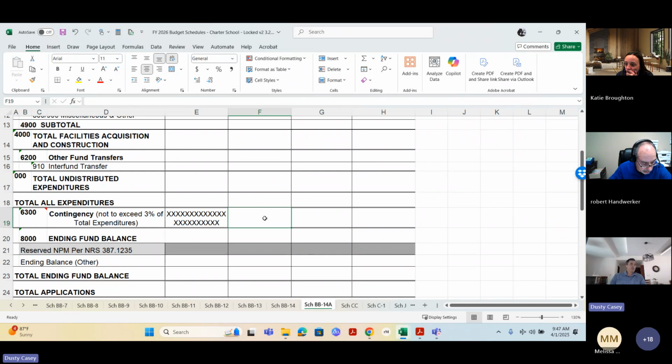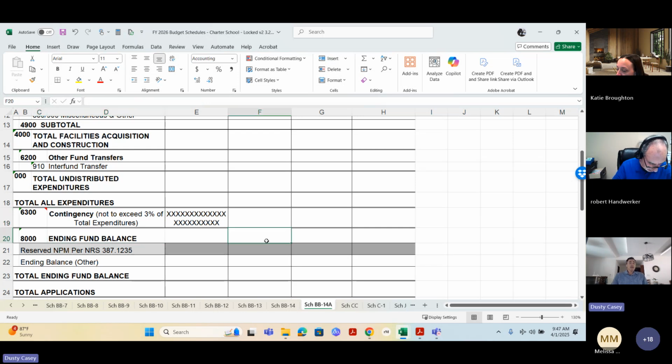Maybe a pipe bursts in your building and it floods a bunch of classrooms and you don't have it spelled out in your budget for that, right? Nobody plans for those sorts of things. That's where your board can designate contingency and your board can release contingency if something like that happened. So it's a best practice. Is it required? It's debatable on whether it's required, but regardless, you cannot exceed 3%. So you can't set aside 10% of every dollar that you spend or 5%. You can only set aside 3% of every dollar that you spend.